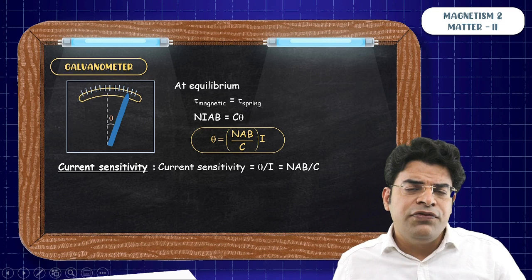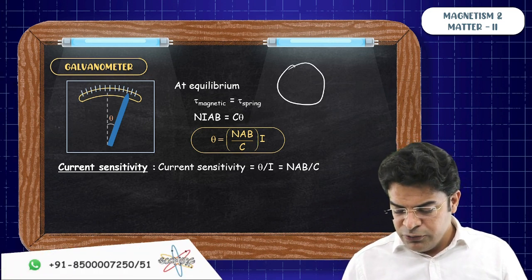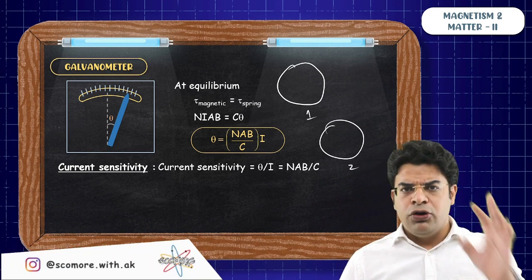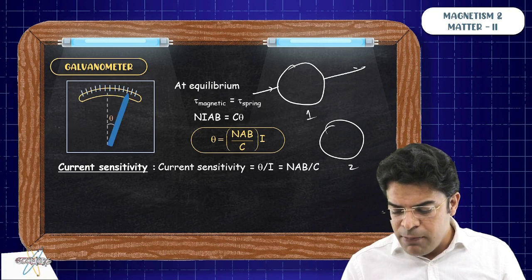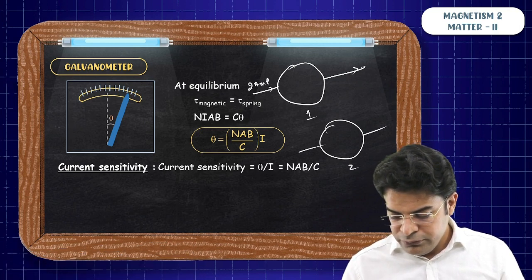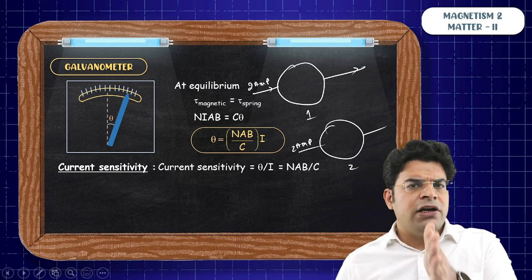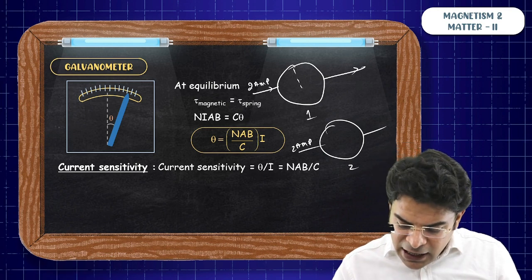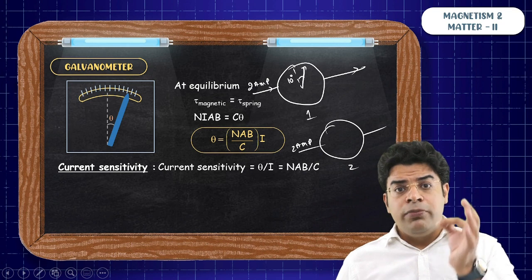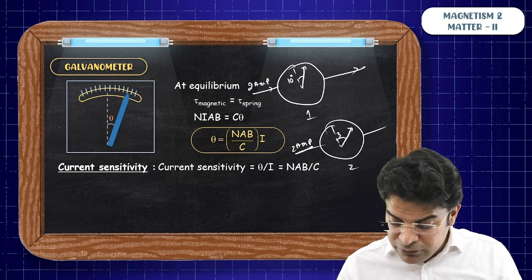But sir, what is the physical significance of current sensitivity? Visualize two galvanometers, the first galvanometer and the second galvanometer. In both the galvanometers, let's say you drive the same amount of current, 2 ampere and 2 ampere. Let's say in the first galvanometer, the needle deflects by an angle of 10 degree, while in case of second galvanometer, for the same current, the needle deflects by an angle of 30 degree.